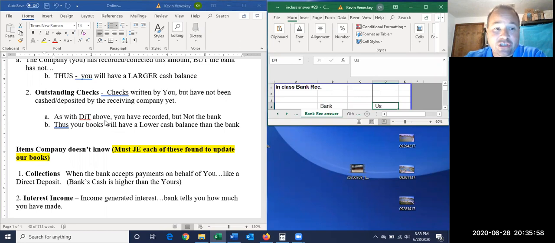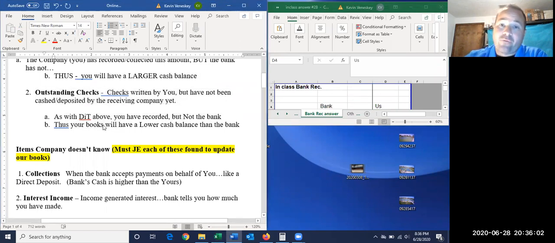So back to the outstanding checks, think about how that's going to affect and look on our cash T account. If we have outstanding checks, that's going to make our cash T account lower than what the bank says. So that's going to be another reason why there's a difference.